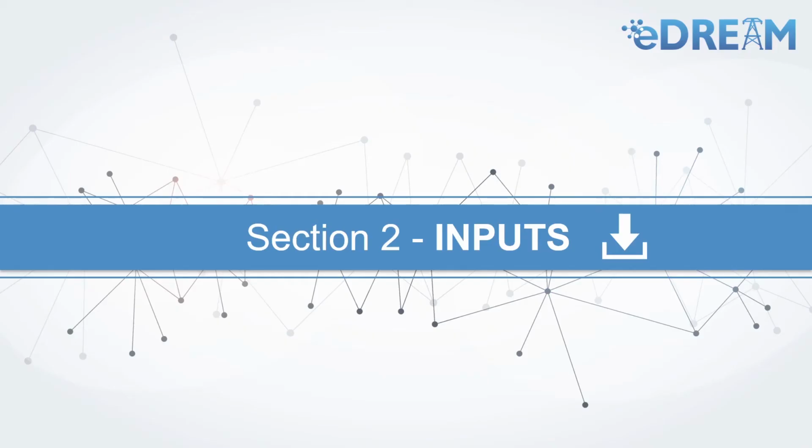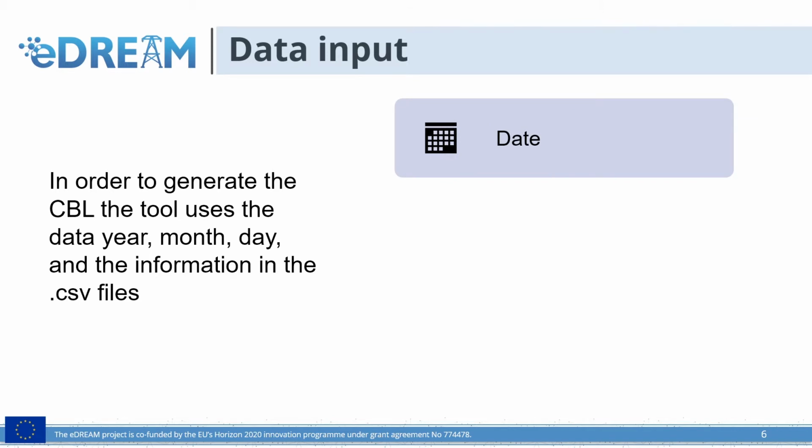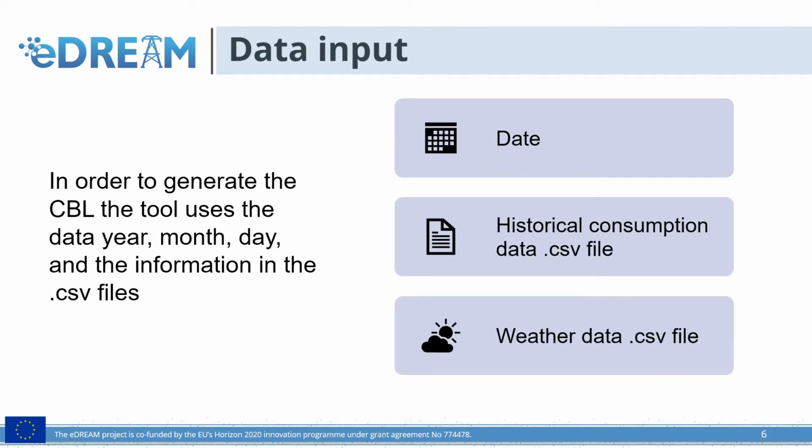All right, now I will go with the second section of the presentation. It's about input for the tool. We have 3 inputs: the date, for which the tool generates a baseline and which the user can select, the historical consumption, and the weather data. The historical consumption and the weather data come in a CSV file format.